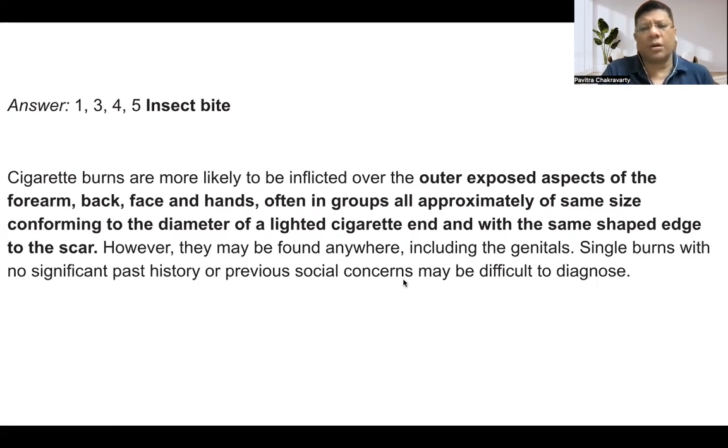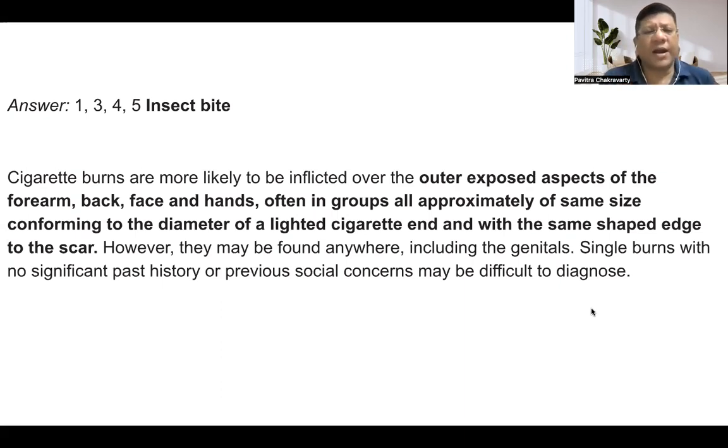Obviously, the teacher brought the child to the A&E because she was worried about NAI. She brought her straight to A&E. Maybe there were some concerns and all that. It might have been. But how do you think? Cigarette burns are more likely to be inflicted over the outer exposed areas. There are particular areas where it is more common, like the forearm, the back, face, and hands. And often they are all approximately the same size, so you will find a cluster of the same thing happening.